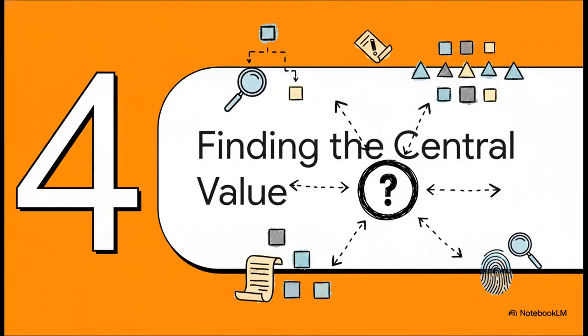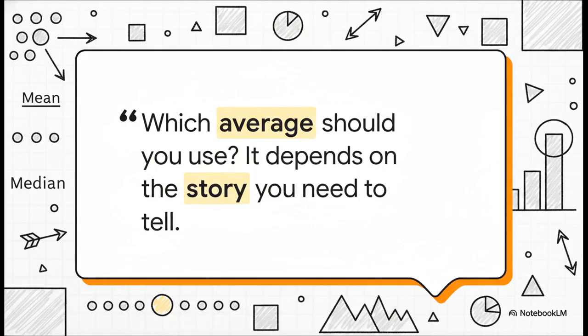Okay, so we've organized our clues, we've visualized the whole scene. Now it's time to identify our prime suspect, that one single value that best represents the entire data set. We're on the hunt for the heart of the story, what we call the central value. This is a really critical moment in our investigation. You've probably heard the word average a million times, but a good data detective knows there isn't just one. Nope, we've got three main suspects: the mean, the median, and the mode. And choosing the right one is absolutely key to telling an accurate story, and not a misleading one.